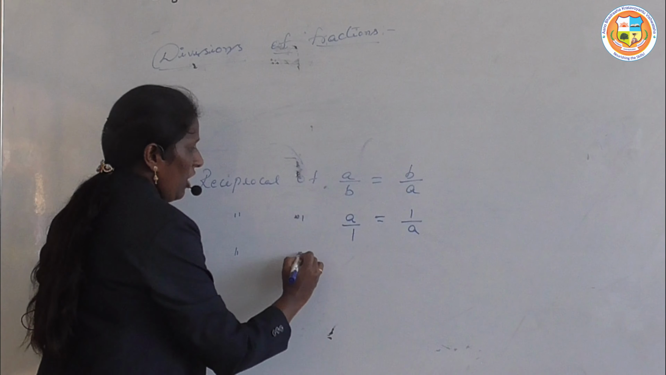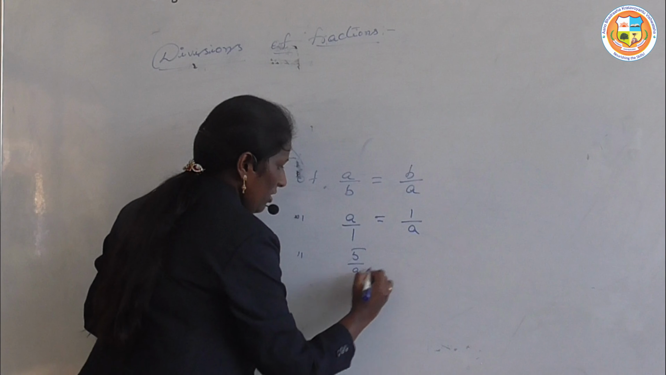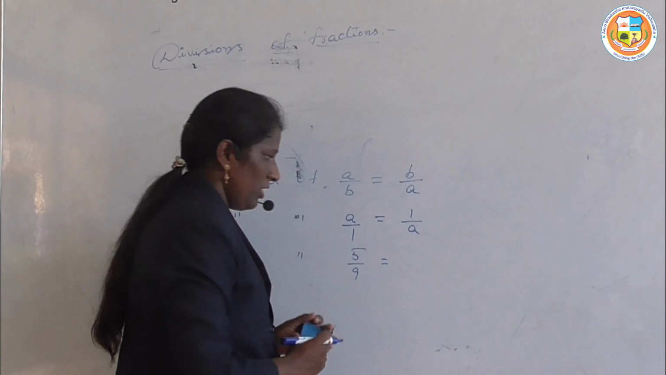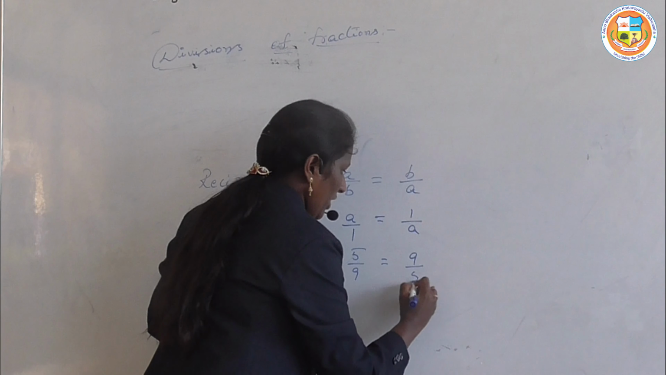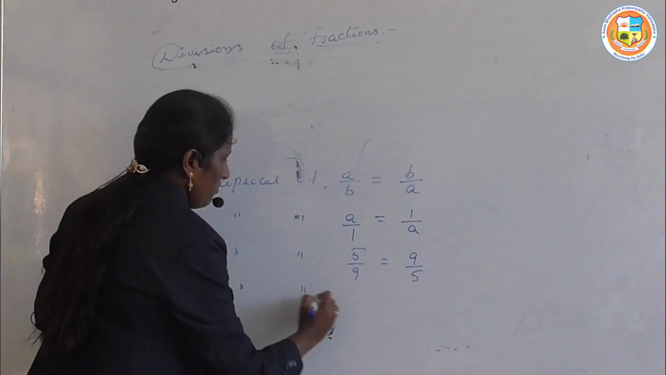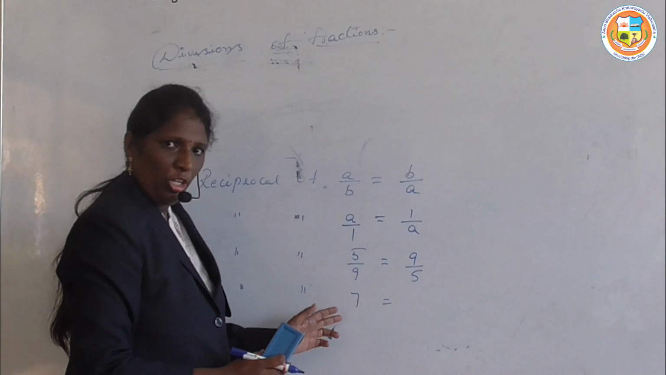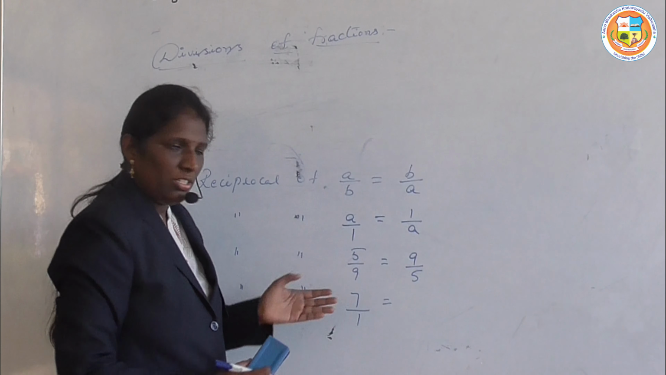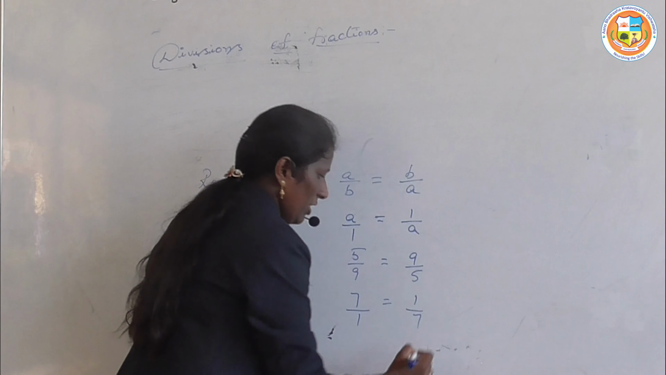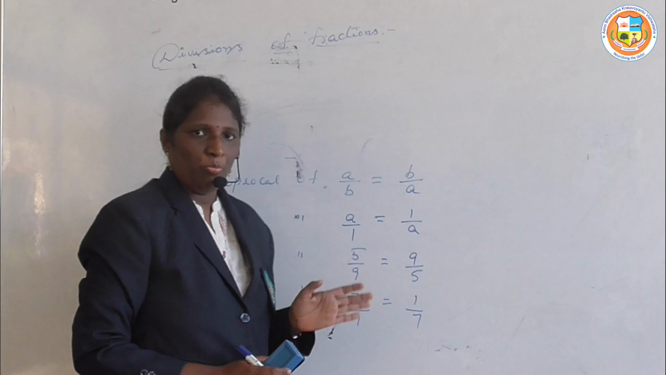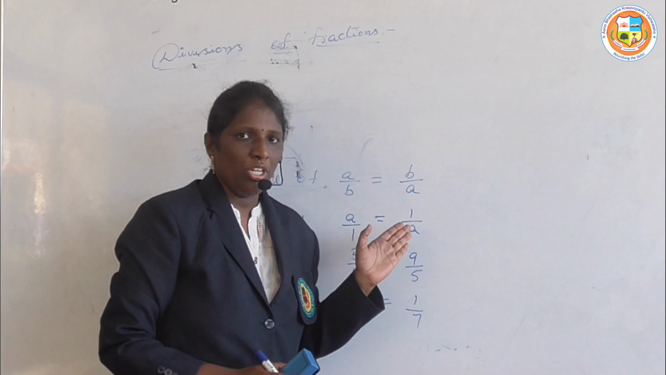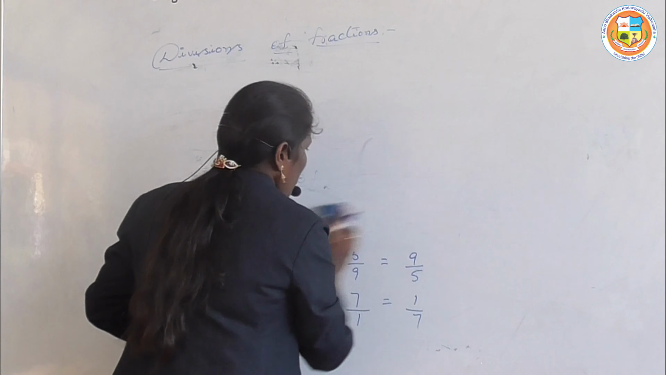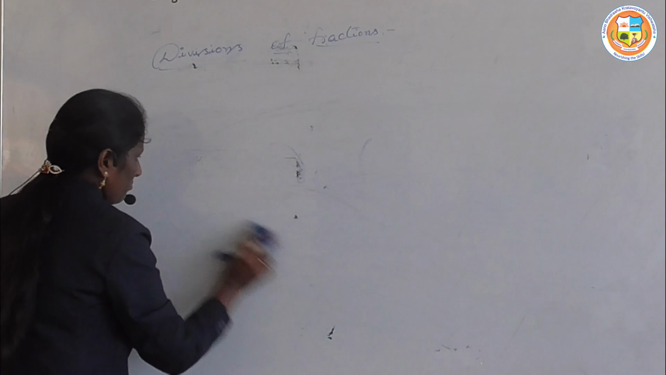Now the reciprocal of 5 by 9: interchange the fraction, that is equal to 9 by 5. Reciprocal of 7: 7 is a whole number, so if we write it over 1 and interchange the fraction, that is equal to 1 by 7. Okay, this is one of the important points. If we know this word reciprocal, it is easy to do the divisions. Okay, next one is divisions of fractions.